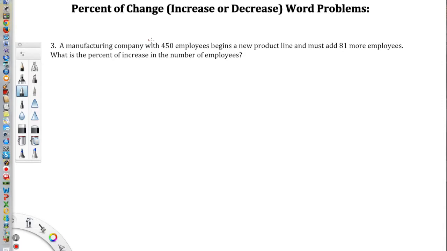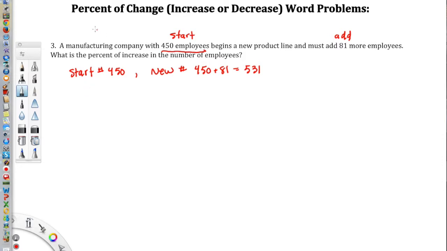Well, the first thing we should just do is take some notes. We know that we're starting out, okay, we can annotate. Annotating is a great idea. We know that we're starting out with 450 employees, and then we add 81 more. So our starting number is 450, and we know that our new number of employees is going to be that 450 plus 81, which is equal to 531. Okay, so that's our new number of employees.